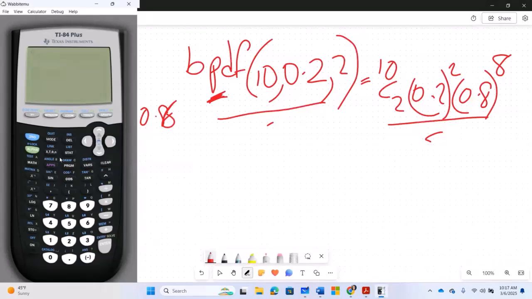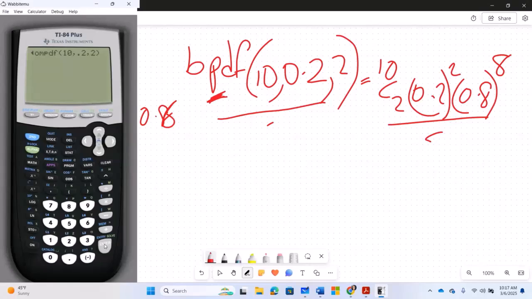So how do I see binomial PDF? Like last class, I showed you how to get binomial PDF. Second, distribution, second verse, you arrow up. Binomial PDF is right there. And sample size is 10. What is the probability of success? 0.2. What is the value of the random variable? It is 2. Do I calculate? Yes. So I'm going to calculate.